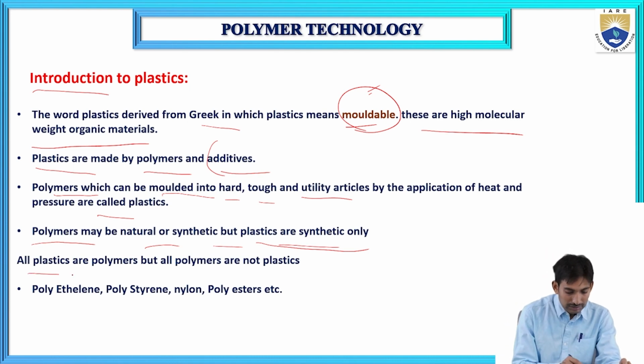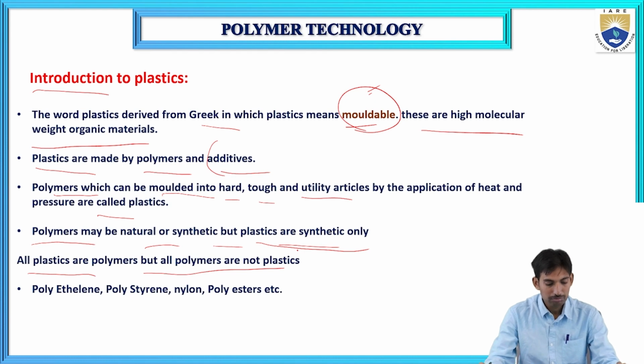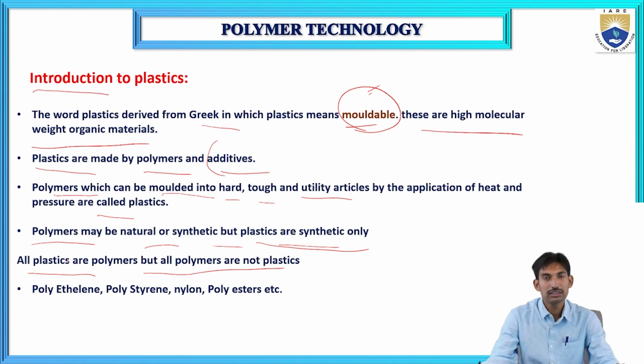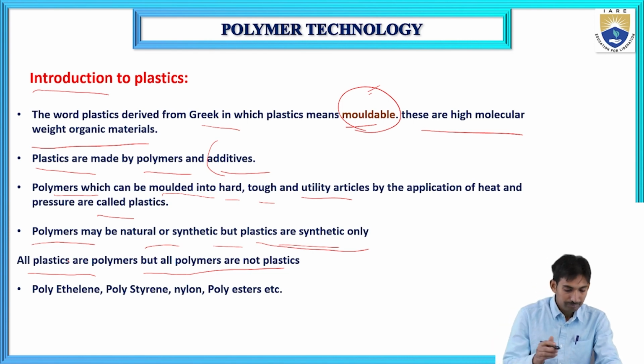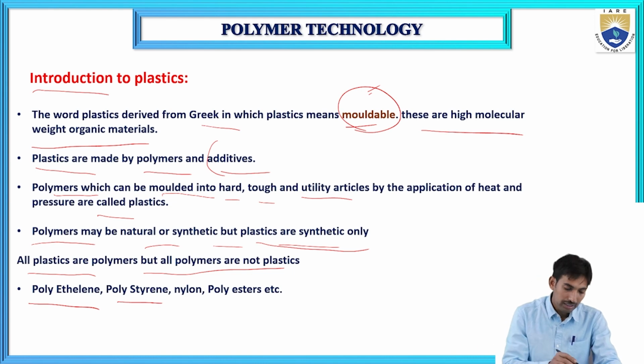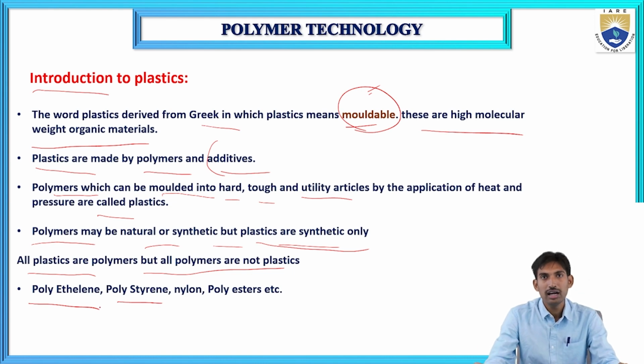All plastics are polymers, but all polymers are not plastics. The plastics are synthesized from polymers only, so that's why all plastics are polymers. But all polymers are not plastics. Examples of plastics are polyethylene, polystyrene, nylon and polyesters.